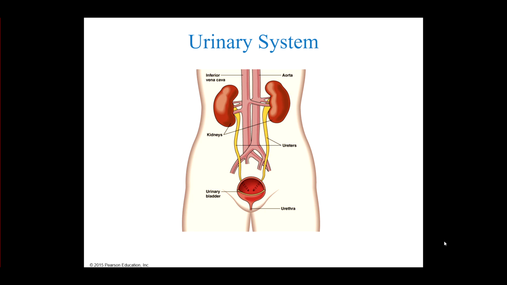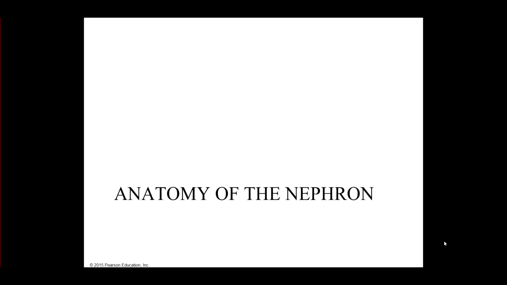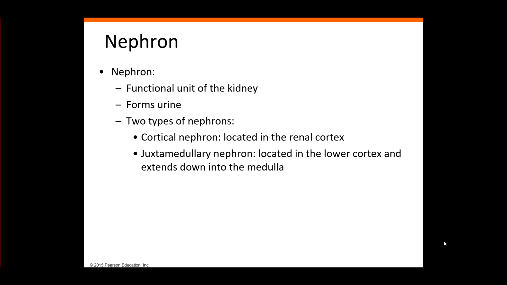In this lesson, we'll continue our discussion of the urinary system by taking a look at the anatomy of the nephron. We can think of the nephron as the functional unit of the kidney. This is the structure that is going to form the urine. Now, there's different types of nephrons based on their locations, and they have a couple structural differences.